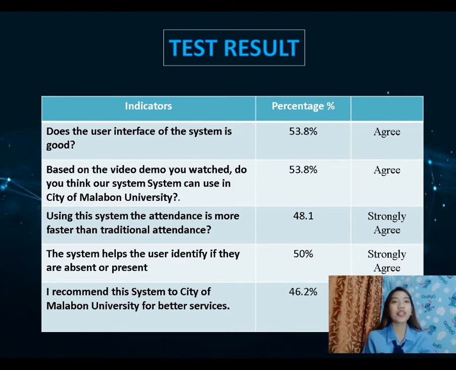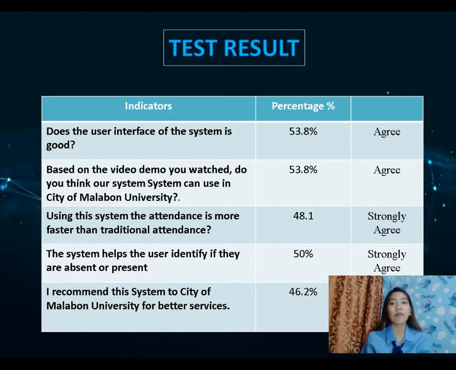Third question: using this system, the attendance is faster than traditional attendance. The highest response is strongly agree with a percentage of 48.1%. After collecting the data from the survey, most of the students and faculty members strongly agree that the attendance is faster than traditional attendance.